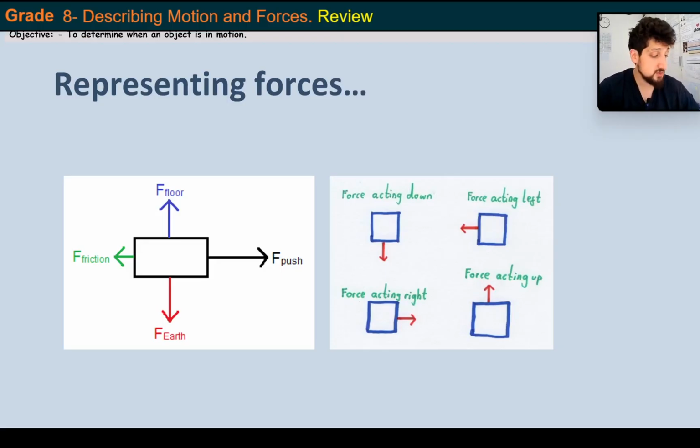Right. How do we represent forces? We represent forces using arrows. So here's an example. We have an arrow pointing upwards, an arrow pointing downwards.